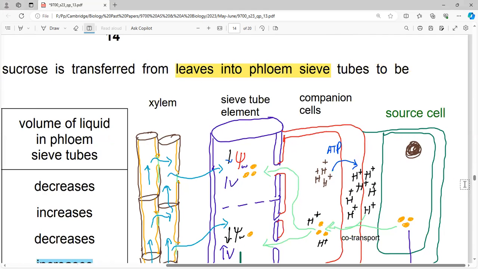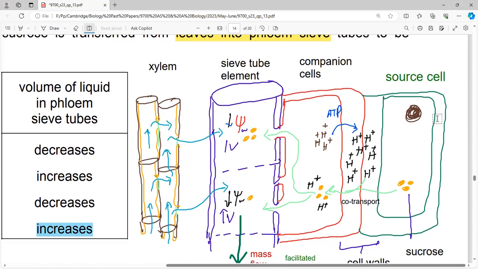You can see this diagram. We have a source cell at the extreme right, and we have a companion cell beside the source cell. We have a sieve tube element, and beside the sieve tube element, we have xylem tissues. So xylem and phloem tissue are moving side by side. Here, the source cell is producing sucrose. First the source cell is converting glucose to starch, and starch is converting into sucrose.